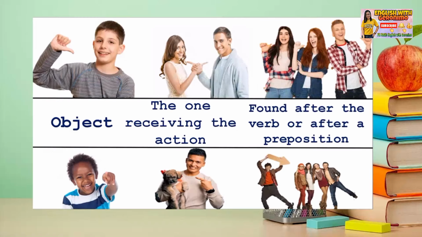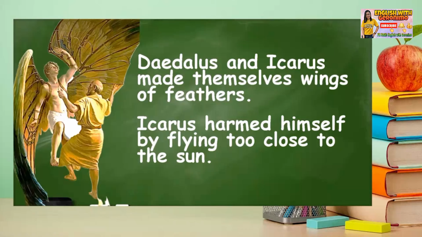Other than personal pronouns, there are other pronouns that can be used as an object in the sentence too. Take note of these examples. Daedalus and Icarus made themselves wings of feathers. Icarus harmed himself by flying too close to the sun. Themselves and himself are the pronouns in these sentences.